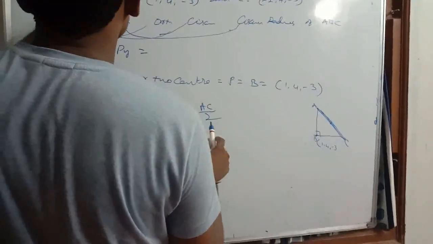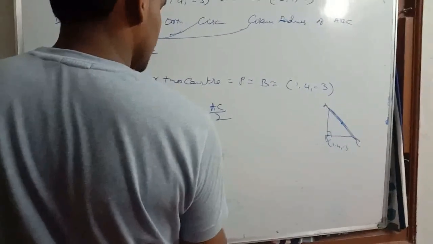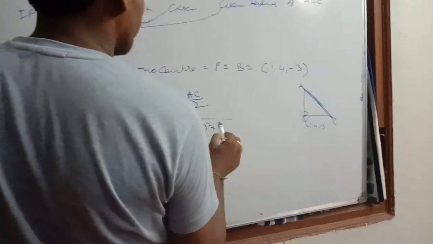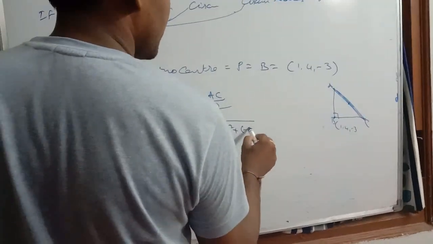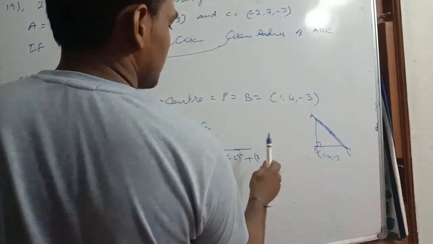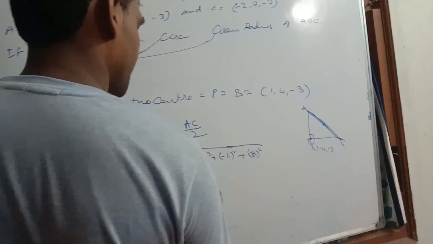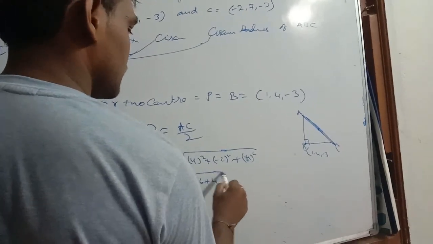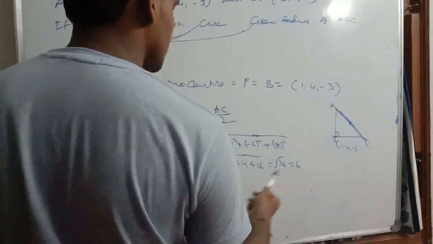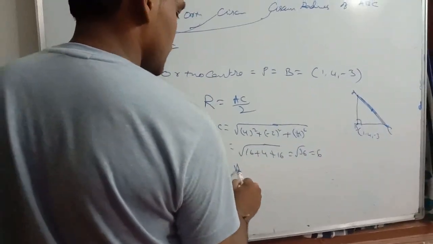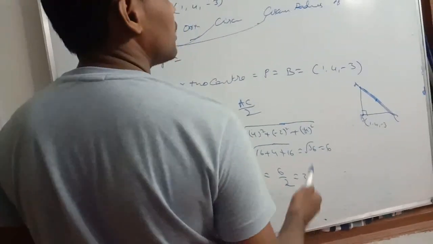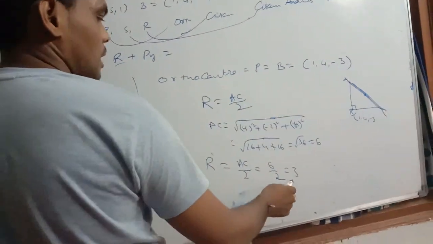Now here the distance AC is equal to the root of (2 minus minus 4) whole square plus (5 minus 7, that is minus 2) whole square, and this is (1 minus of minus 1 plus 3, 4) whole square. Now here 16 plus 4 plus 16, 36, this is root 36, this is 6. Now the circumradius is AC by 2, which is 6 by 2, this is 3. Now the circumradius R value is 3.